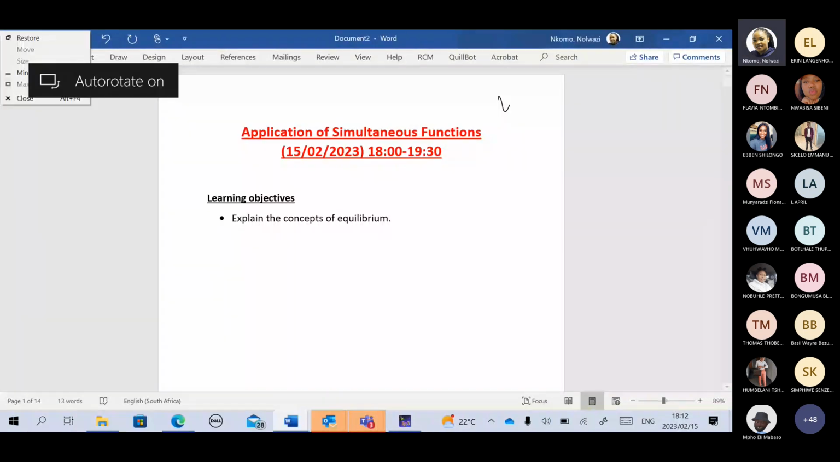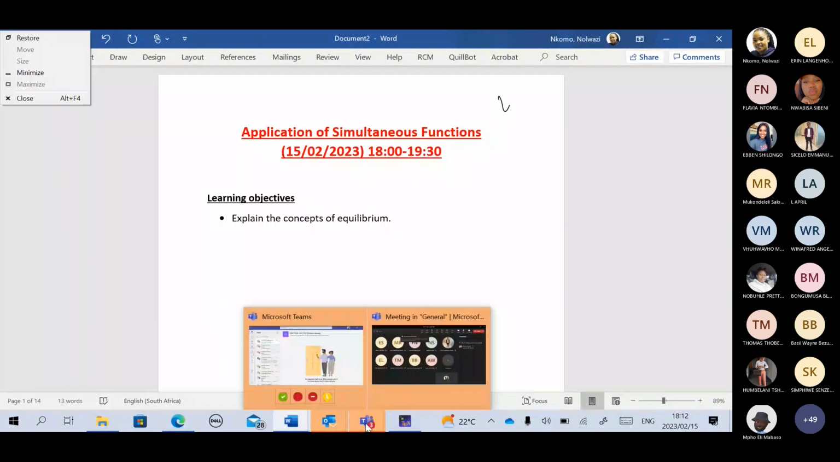Can you all see my screen? Yes. Yes. Yes.